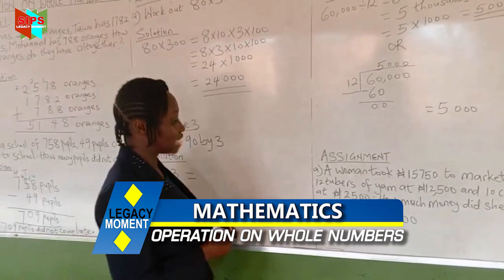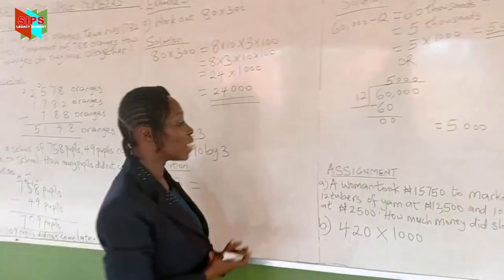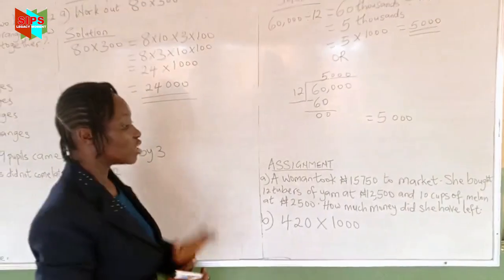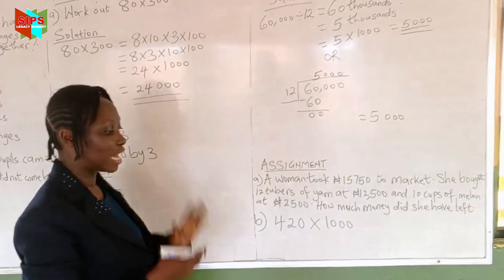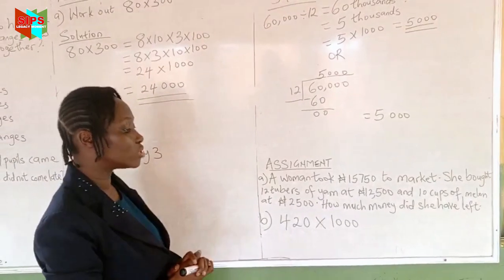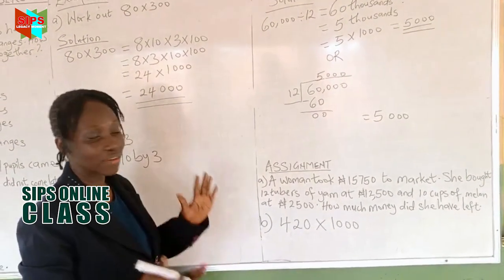Then for the assignments we have A and B. Assignment A. A woman took 15,750 naira to the market. She bought 12 tubers of yam at 12,500 naira and 12 cups of melon at 2,500. How much money did she have left?